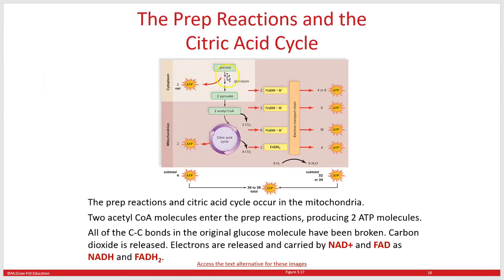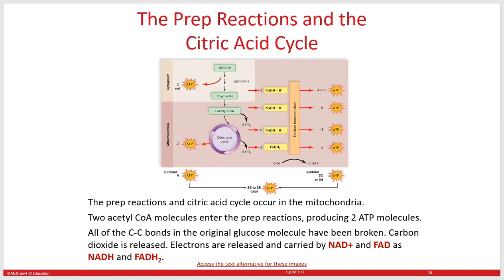So here we see glycolysis turning glucose into pyruvate. We generated some ATP and some NADH. And the prep reactions occur in the mitochondria. This pyruvate will then go through the citric acid cycle. And this citric acid cycle requires this pyruvate, acetyl-CoA, to go into it. And when it goes into it, it will tear some more bonds apart. And by doing so, will generate some more ATP.